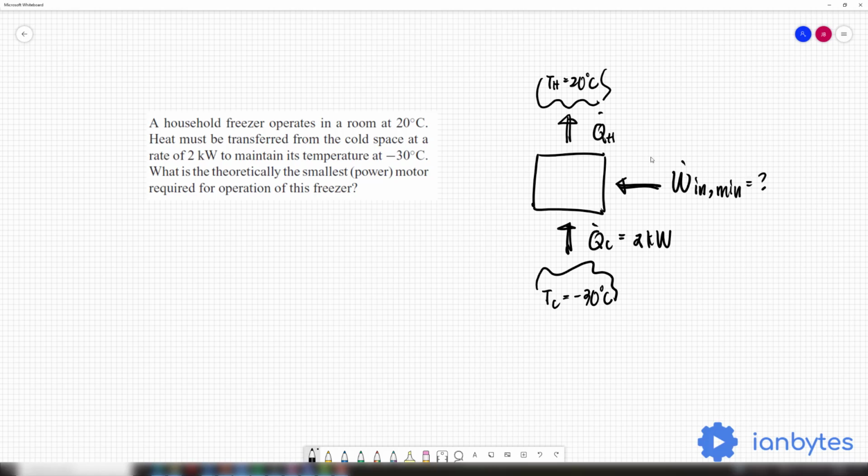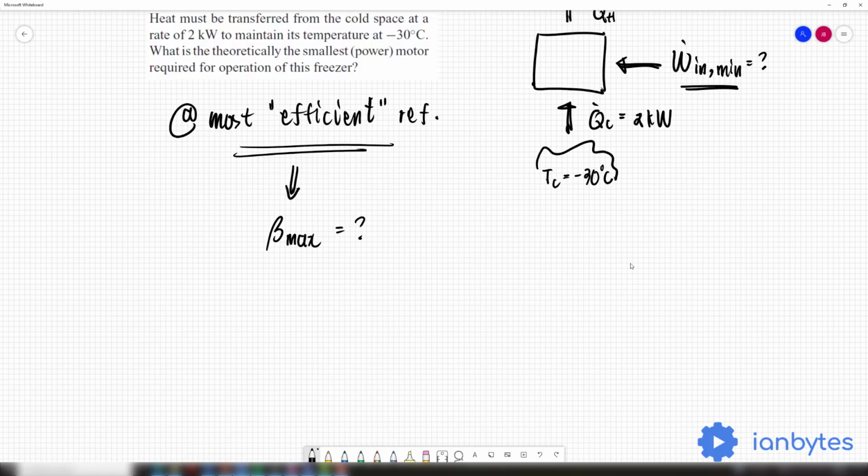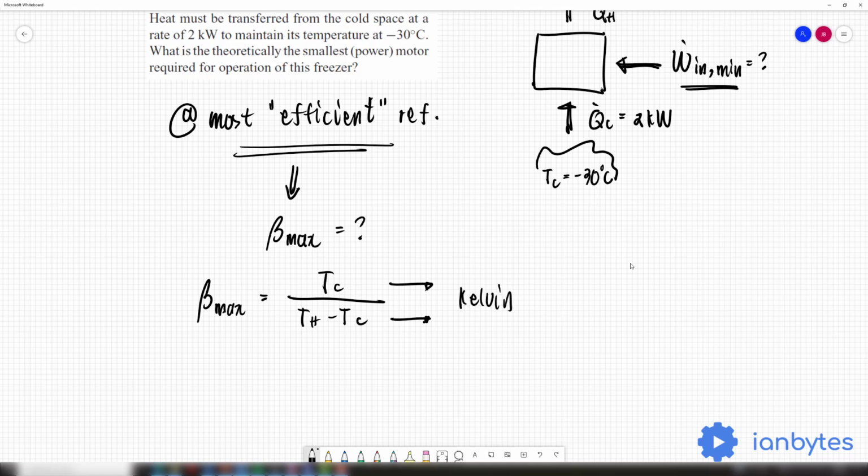Now, we can argue na ang minimum power input W dot in minimum ay makukuha at the most efficient refrigerator that we have. So let me just write it down. At the most quote-unquote efficient refrigerator, then we can get the minimum power input that is theoretically possible. This happens kung ang ating coefficient of performance beta is at maximum. According to the definition of the Kelvin temperature scale, we have concluded that the maximum coefficient of performance beta max is given by the formula Tc all over Th minus Tc. Whereas all the temperatures that we have here are all in Kelvin temperature.